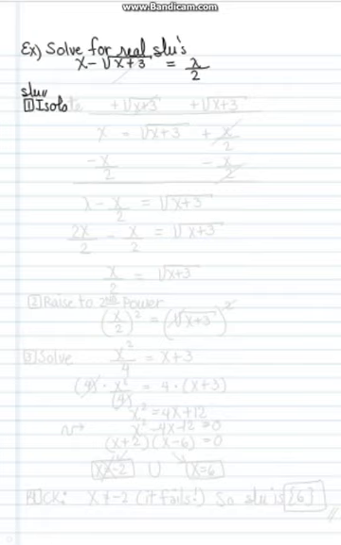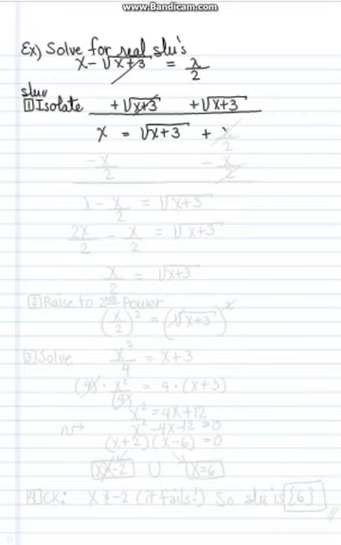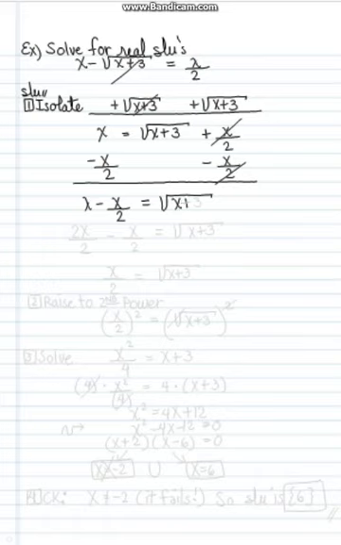So let's move the x over to the other side. Actually, it'd be better if we move the radical to the other side. So let's add the square root of x plus 3 to both sides. And that gives us x equals the square root of x plus 3 plus x over 2. Now let's move the x over 2 to the other side by subtracting it. And we get x minus x over 2 equals the square root of x plus 3.